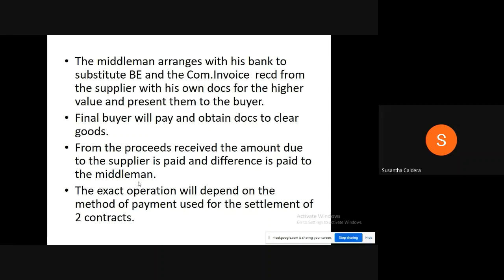Tell me the payment methods we know. Open account, open account, advance payment, advance payment, very good. Documentary credit, yes, very good, document collection, very good. Documents against acceptance, documents against payment. Super, excellent.